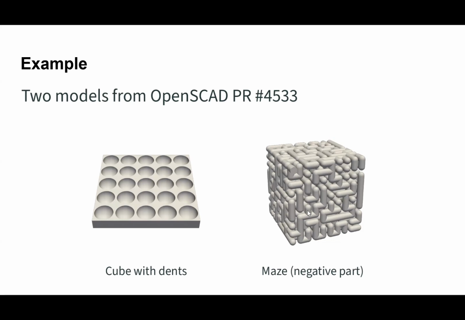And the other one is a maze. This is a union of many tubes. This is the negative part of the maze, because outside that you have a cube, and you subtract this negative part from it. If I directly show the maze, you just see a cube, because all the tubes are internal.